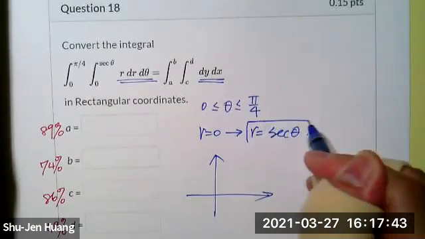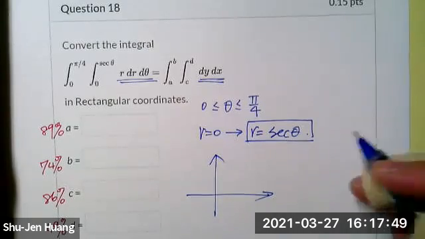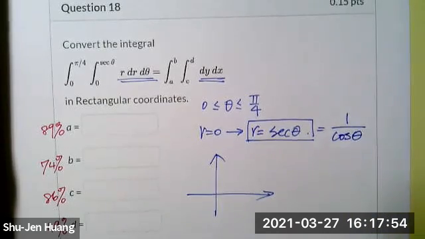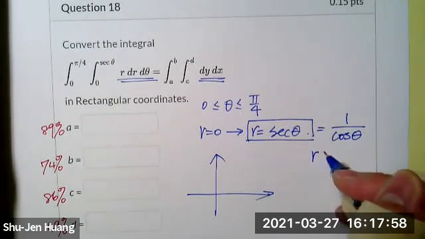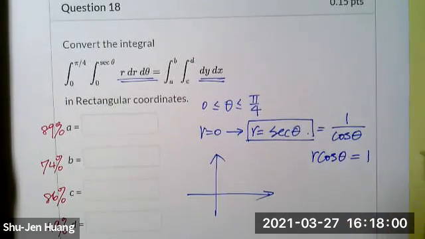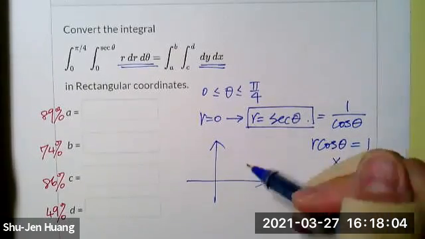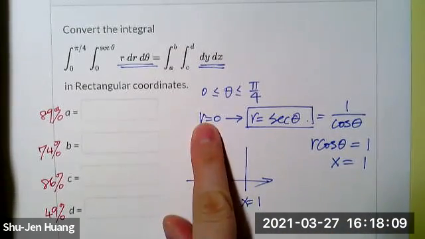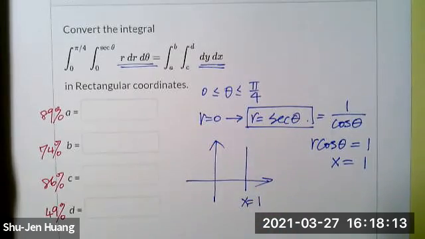So first, look at this equation, r equals secant theta. What's r equal to secant theta? Secant we can write as 1 over cosine, right? So if we multiply cosine on both sides, we're going to get r cosine theta equal 1. And what's r cosine theta? x equal 1. So this is x equal 1. r is from 0 until it touches the vertical line, x equal 1.